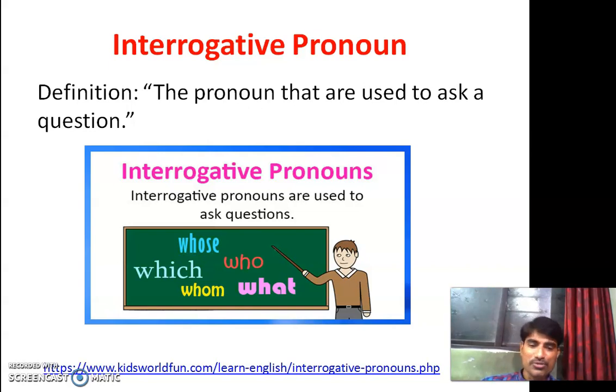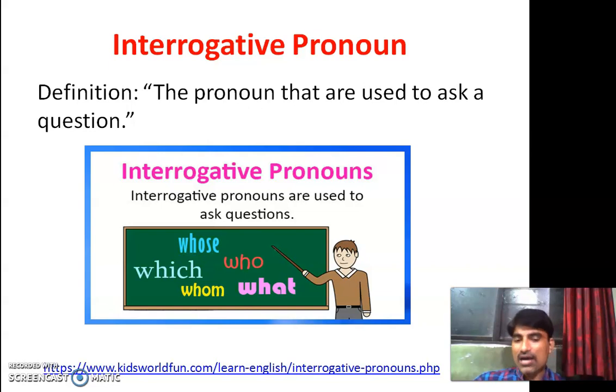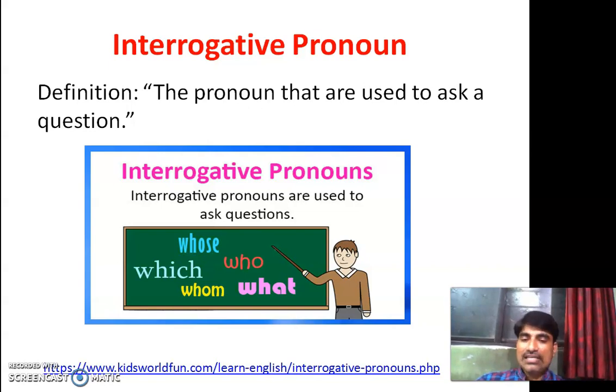The next one is interrogative pronoun. As I said when I was talking about relative pronouns, interrogative pronouns are also there. So interrogative pronouns are used to ask questions. Whenever we want or seek information, we are bound to use some interrogative pronouns, and all the WH words can be used as interrogative pronouns. So whenever you seek information, not in the form of yes or no, but in the form of a statement or a sentence, you are going to use interrogative pronouns.